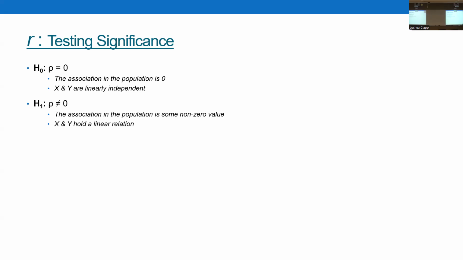Okay, so for our correlation coefficient, our null model is that rho is equal to 0: the population association, the population effect, is equal to 0. X and Y are functionally linearly independent. They're not related to one another. My alternative model is that it's just some value that's not 0. Similar to our means-based test, is this a useful alternative model?